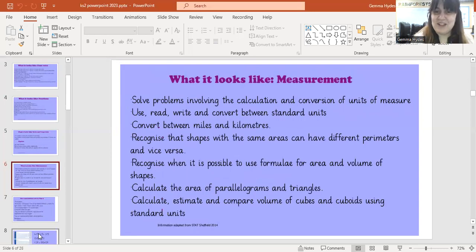And then with measure, we are not just converting between metric measures, so meters and centimeters, but also imperial measures like pints and inches. So the children will usually have a conversion table that they can use for imperial measures, but for metric measures, they certainly need to know these off by heart. They can also find an area of a shape and use a formula for that. And they can also compare volumes using cubes and cuboids as well.